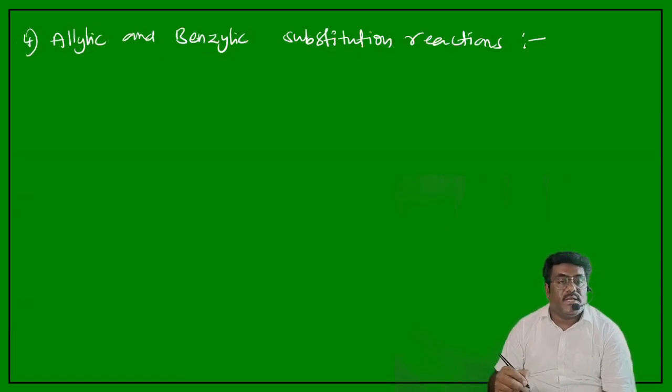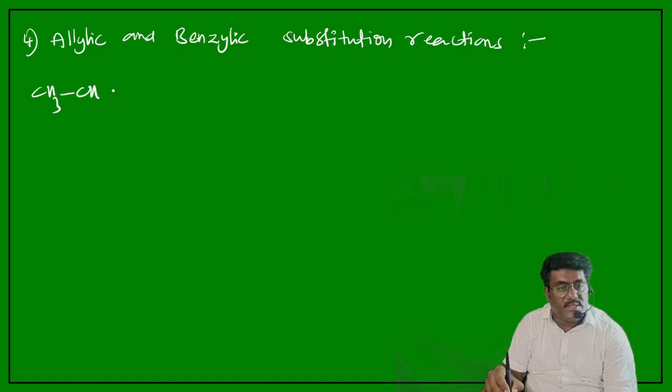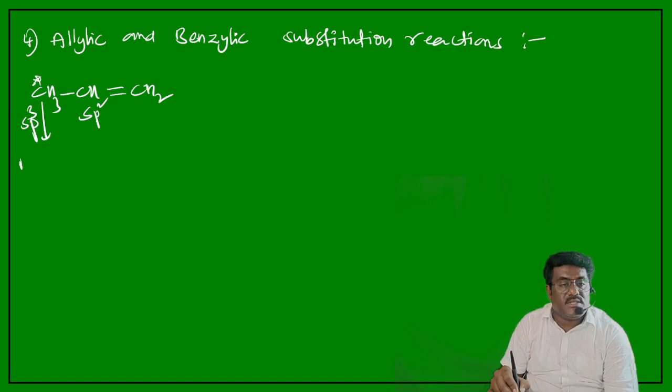Have a look at the next reaction: allylic and benzylic substitution. But first of all, what is an allylic group? CH3, CH, double bond, CH2. One carbon is sp2 hybridized and the other is sp3. The sp3 carbon attached to an sp2 carbon is the allylic carbon. The allylic carbon has hydrogens, which are allylic hydrogens.